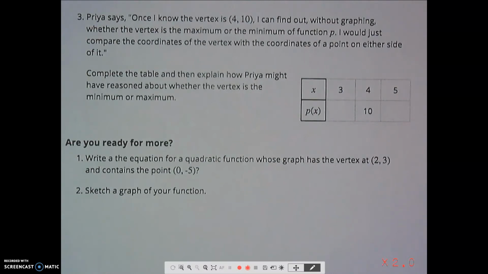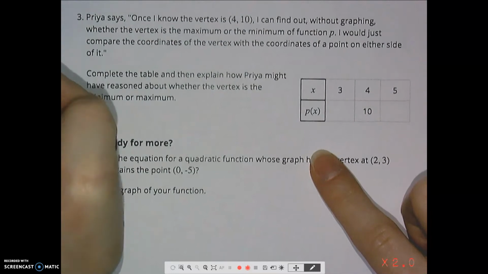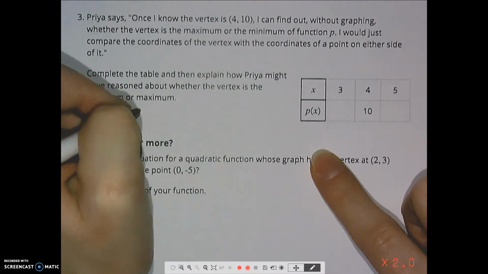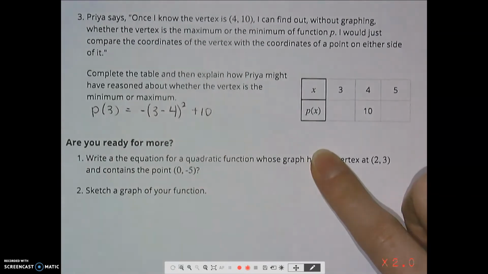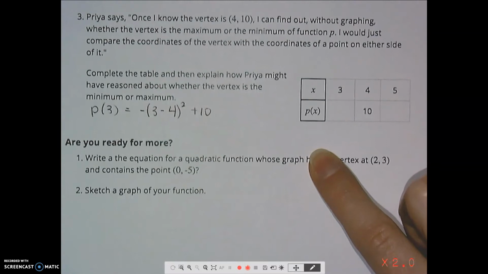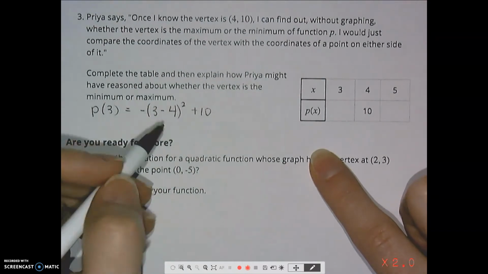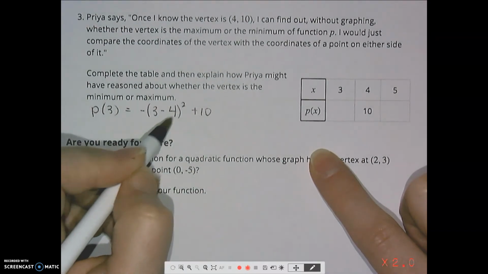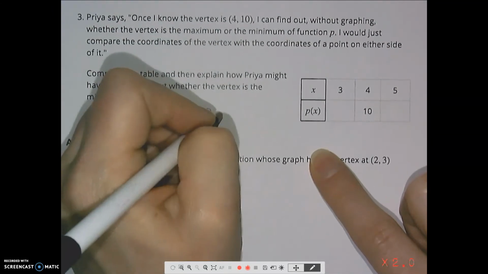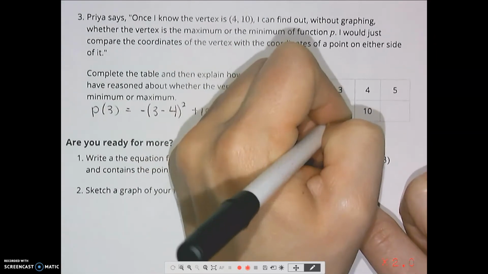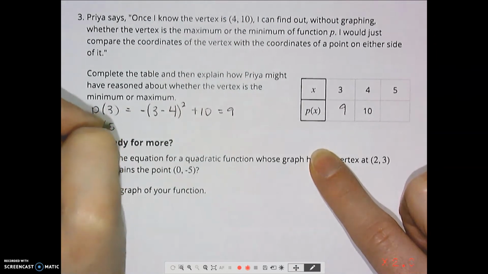So if we have our p of x function and we're plugging in 3, to find p of 3 we take 3 and plug it into x for the p of x function they gave us. When we do this, 3 minus 4 is -1, -1 squared is +1, times the negative is -1, plus 10 gives us 9. So this is 9.